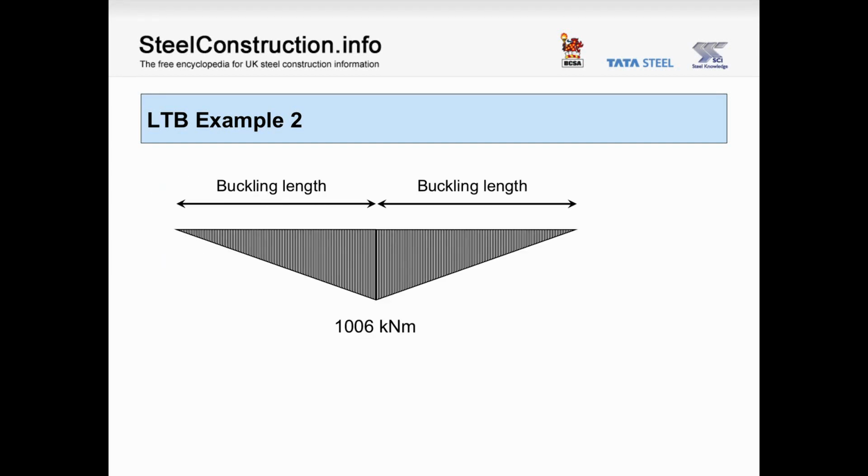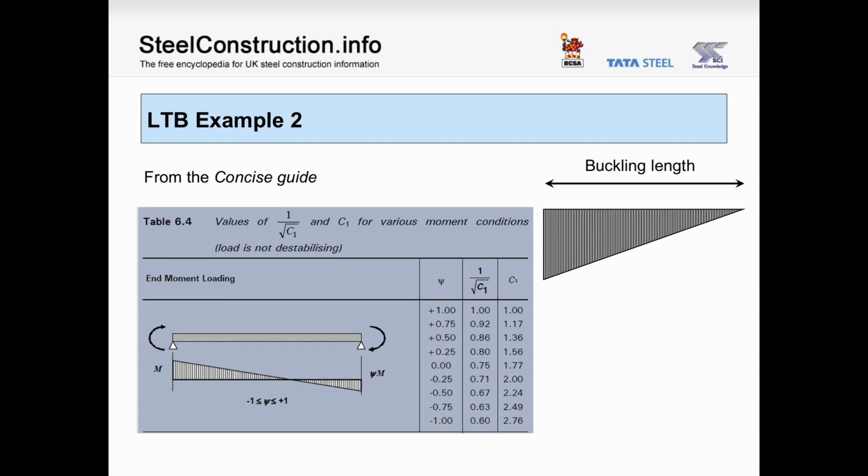So the situation then is that we have two buckling lengths because we have a torsional restraint at mid-span. So we need to make sure that the buckling resistance over that buckling length exceeds 1006 kilonewton meters, and we also need to make sure that the local cross-sectional bending resistance exceeds 1006 kilonewton meters. So first of all, the buckling resistance.